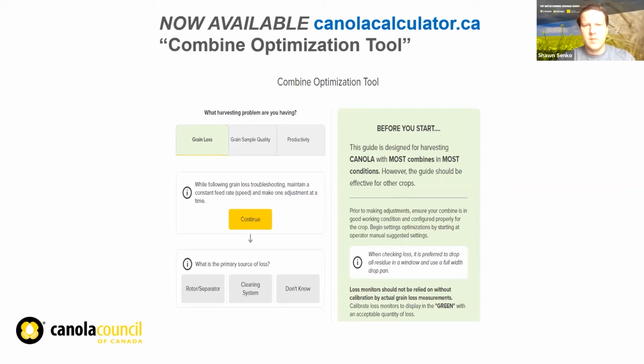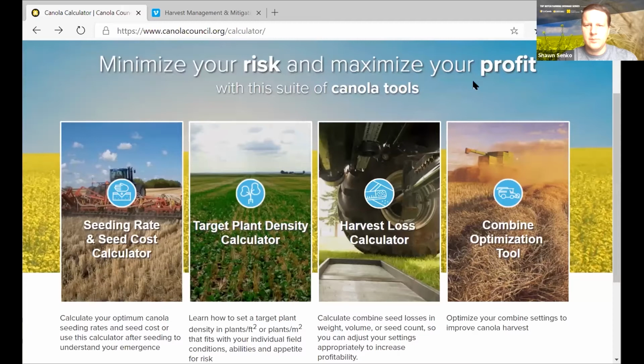So now we'll go to the actual loss tool here on canolacalculator.ca. Here's the canolacalculator.ca landing page. We've got 4 different tools on here right now, and soon there will be the plant stand survey as well coming up. I'll just quickly touch on the 4 since we're on the page here. Seeding rate and seeding cost calculator: this will help you determine the proper seeding rate and what the cost is of that seeding rate. Then the target plant stand density calculator, helping you target that proper plant stand. We really want to get away from pounds per acre seeding to shooting for a proper plant stand density, so that tool will help with that.